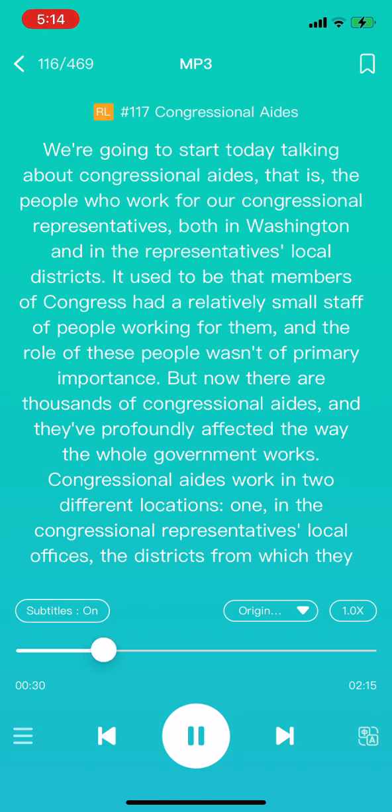Congressional aides work in two different locations. One, in the congressional representatives' local offices, the districts from which they were elected, and two, in Washington. Staff in the local offices help members of Congress stay in touch with citizens in their districts. These citizens can bring problems in person or by mail or phone. This personal connection between the aides and the local people can be helpful when the next election comes around. People remember the help they get from the office of their local congressional representative.